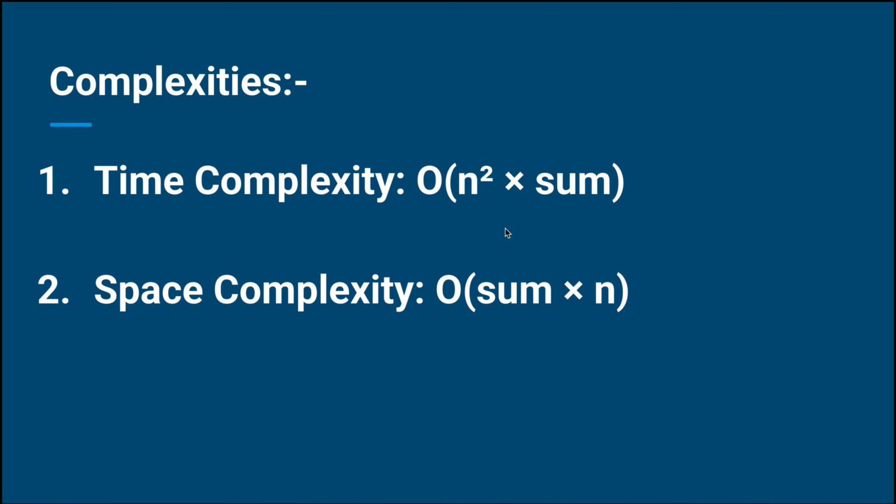So n into target into n, right? Because n into the max odd into target into n, right? So n into target into n means n square, right? So we are doing n square into target, or you can say n square into sum, and that is why it is coming n square into sum, right? So the time complexity is O of n square, you can say.